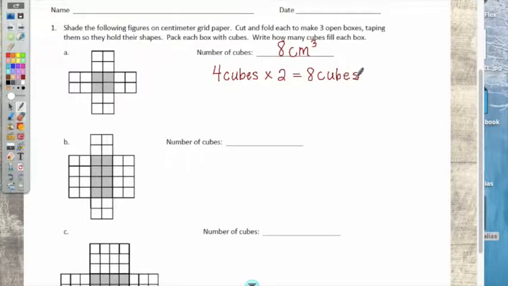Let me pull a stick. So, Lynn, do you remember how many were in figure B? 18. You're close. 16. So let's do this. 2, 4, 6, 8. 8 times 2. 8 times 2 is 16. Good. So 16 cubic centimeters. And what problem did we just do to figure that one out? 8 times 2. 8 cubes times 2. Good. Equals 16 cubes. All right.